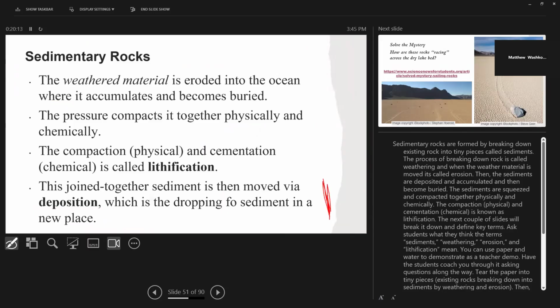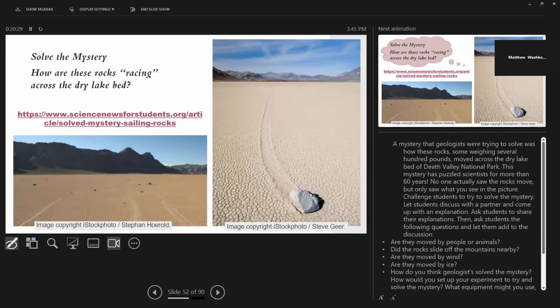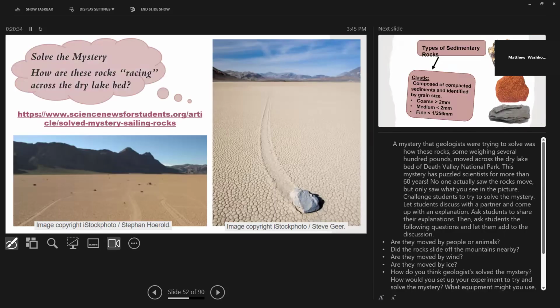So once you have this joined together, lithificated sediment, right? So it's undergone lithification. It's now joined together. This is moved via deposition, which is dropping off sediment in a new place. This will be a different thing, but basically rocks can move.